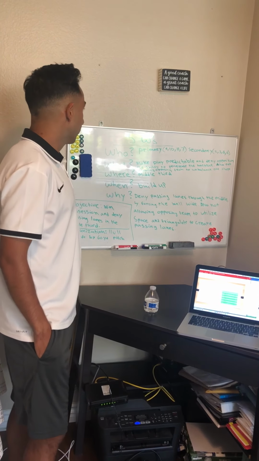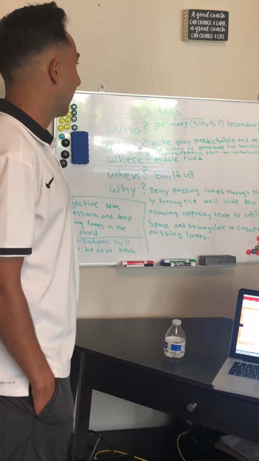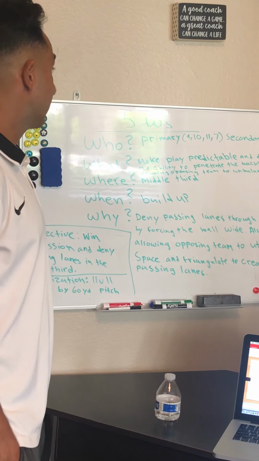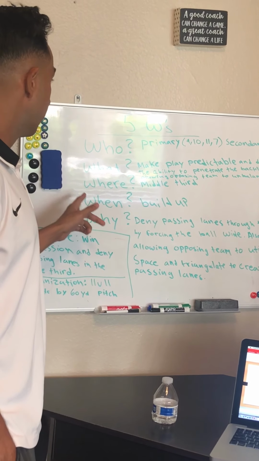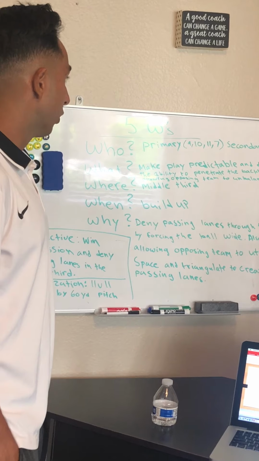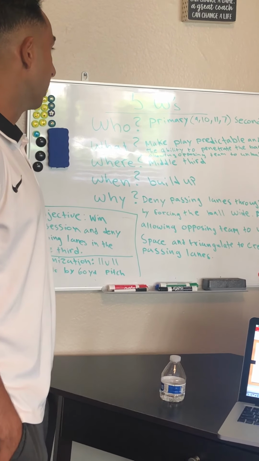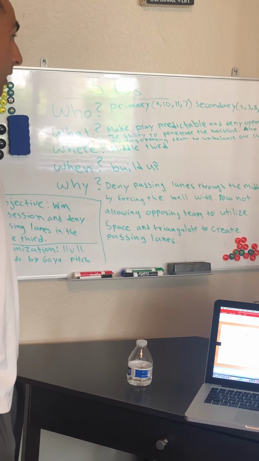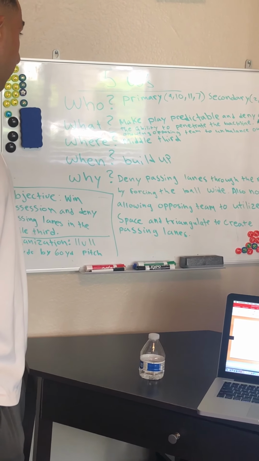5 W's. Who? Primary is the 9, 10, 11, 7. Secondary, 2, 3, 8, 6. The what? Make play predictable and deny opposition the ability to penetrate the backline. Also, not allowing opposing team to unbalance our shape.